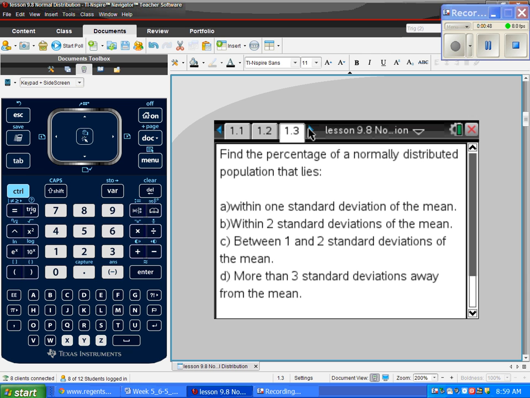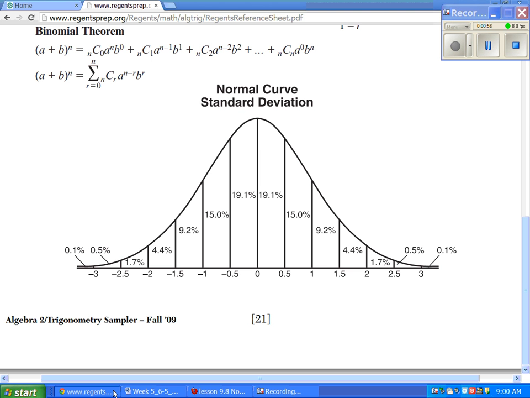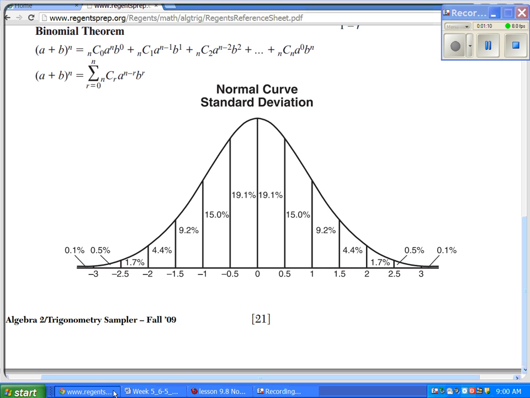So just for example, let's find the percentage of a normally distributed population that lies within 1 standard deviation of the mean. What does it mean to be within 1 standard deviation? Just between 0 and 1? Is that the only way I'm within 1 standard deviation of the mean? Yeah, there's -1 also. So I'm looking for anything in this range. I could be within 1 standard deviation going down, and I could be within 1 standard deviation going up.